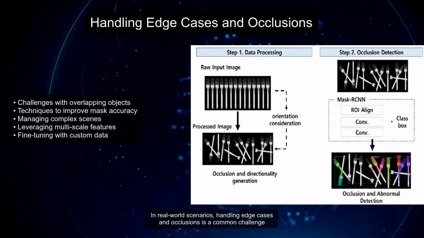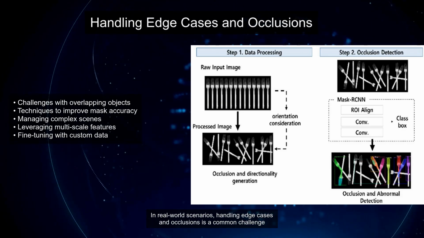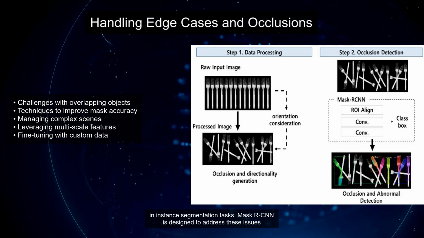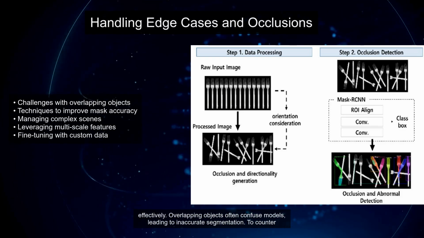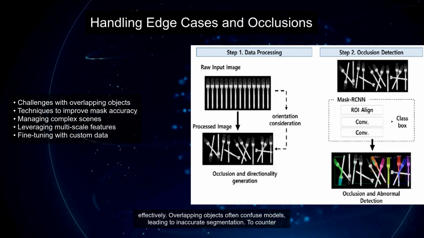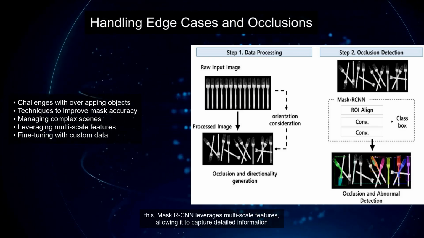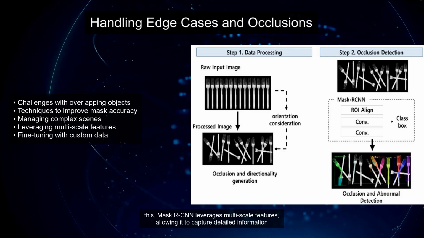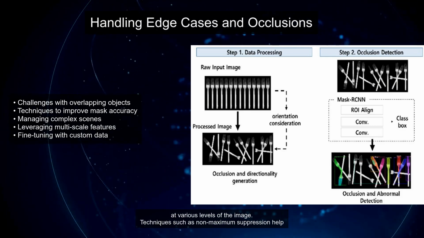In real-world scenarios, handling edge cases and occlusions is a common challenge in instance segmentation tasks. Mask R-CNN is designed to address these issues effectively. Overlapping objects often confuse models, leading to inaccurate segmentation. To counter this, Mask R-CNN leverages multi-scale features, allowing it to capture detailed information at various levels of the image.